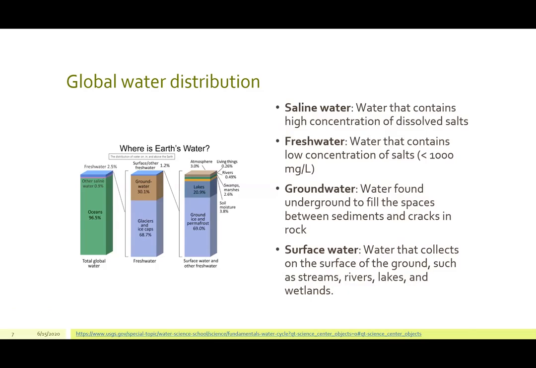There are some concepts here as well as different types of water. Saline water is water that contains a high concentration of dissolved salts. Fresh water is water that contains a low concentration of salts. Groundwater is water found underground that fills the spaces between the sediments and the cracks in the rocks. And surface water is the water that collects on the surface of the ground, such as streams, rivers, lakes, and wetlands.